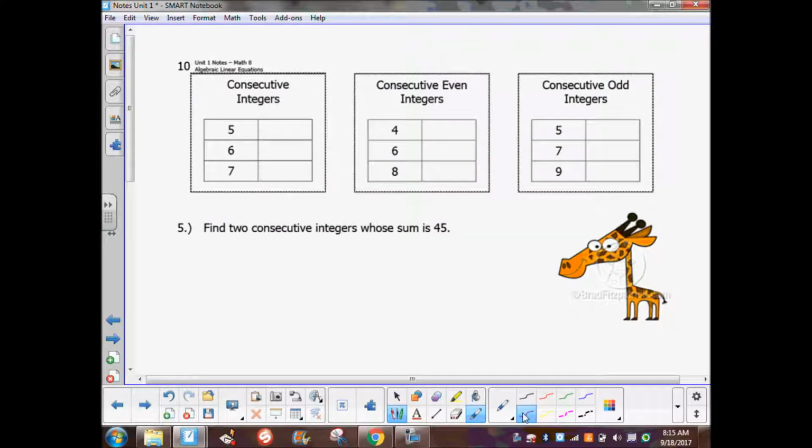So, up at the top there, I see some math words, consecutive and integers, and then I see even, and then I see odd. Even numbers, 2, 4, 6, 8. Odd numbers, 1, 3, 5, 7. Okay, we can keep on going. Integers, negative numbers and positive numbers. So let's make a note of that. Integers are negative and positive numbers.